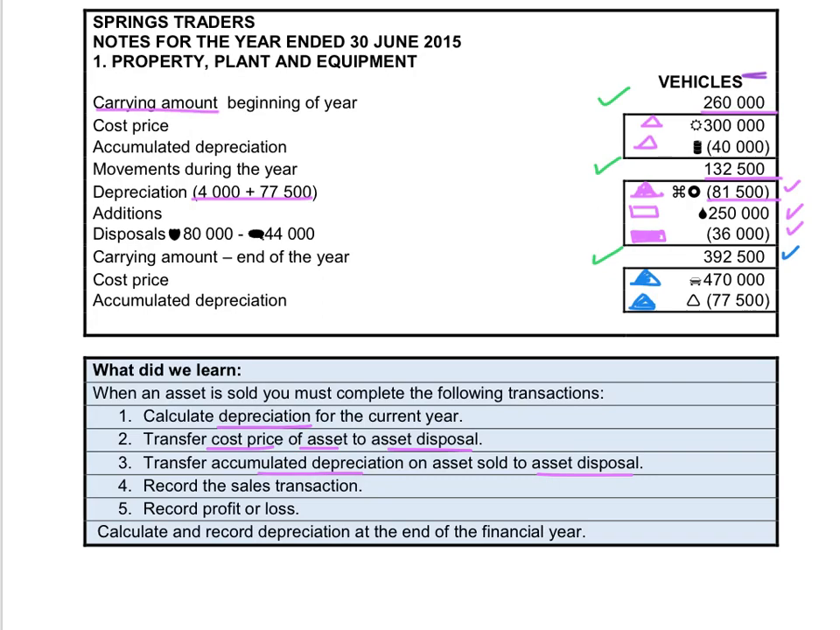Then you will record a transaction for the sales price, whether it was a cash transaction, credit transaction, accident, where the car was written off, whichever transaction that occurred, why you don't have this asset anymore. And then you will determine, balancing your asset disposal account, whether you determined a profit or a loss. Calculate and record depreciation on the existing assets that you are still using at the end of the financial year.